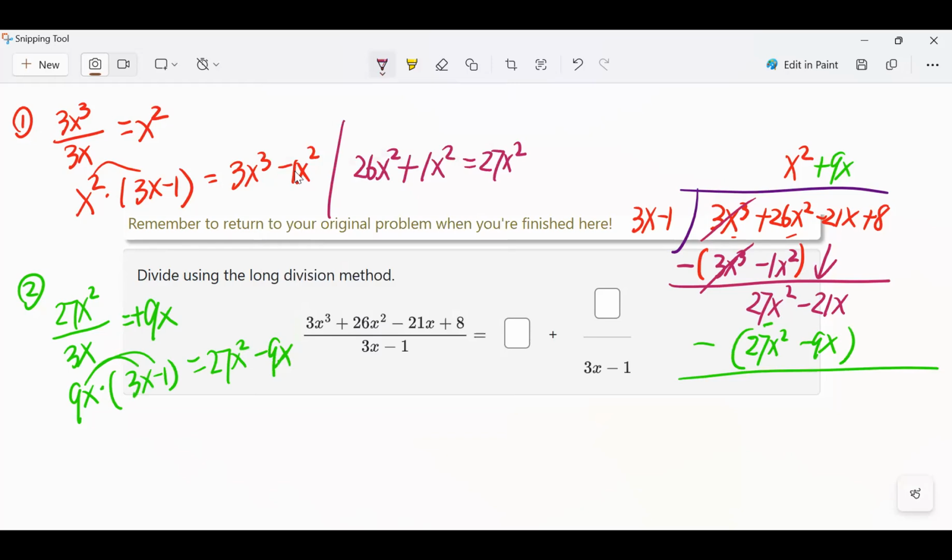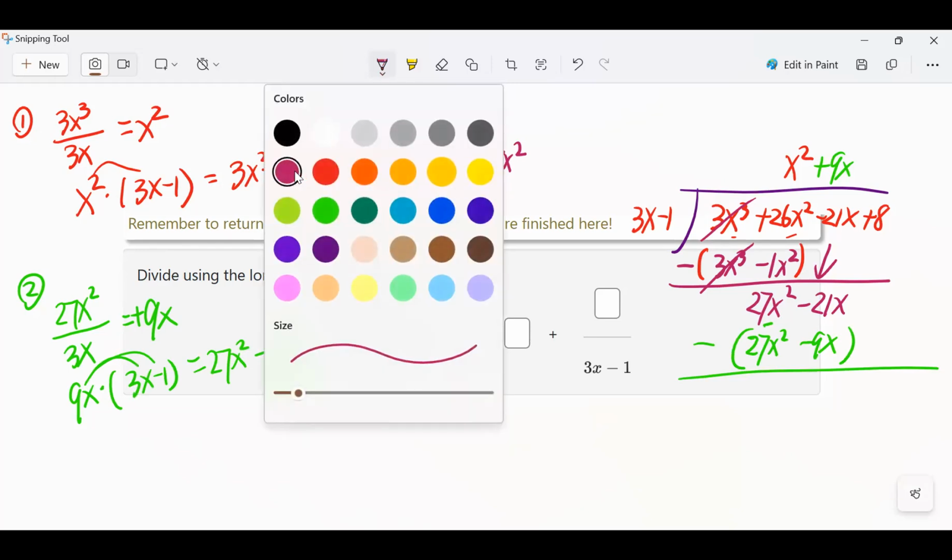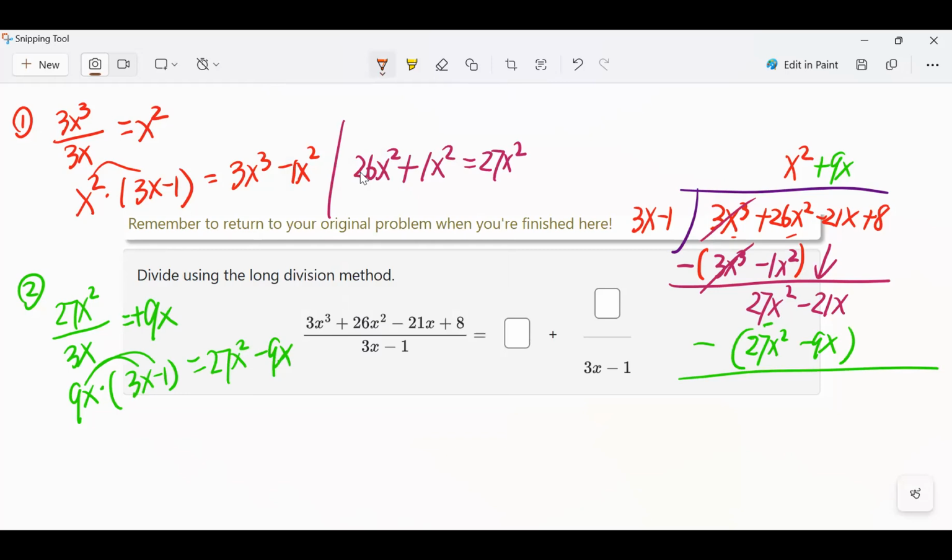And let's see what we end up with. Again, we cancel this leading term, right? That's a key thing. Cancel the leading term. And minus 21x, minus becomes plus 9x. And combine them, we get minus 12x. Okay, almost there. Just one more step, right? Bring down the 8.